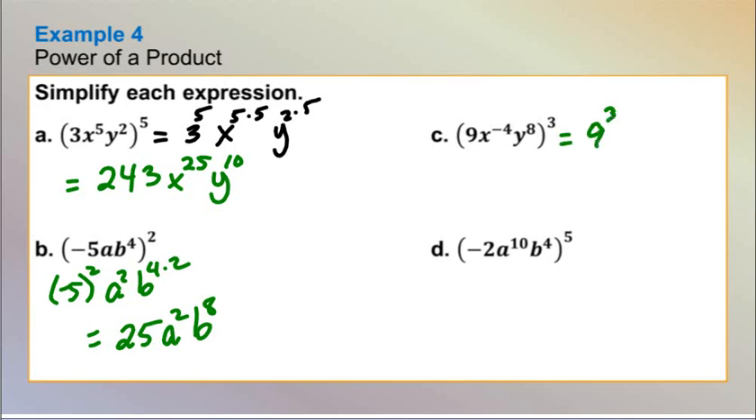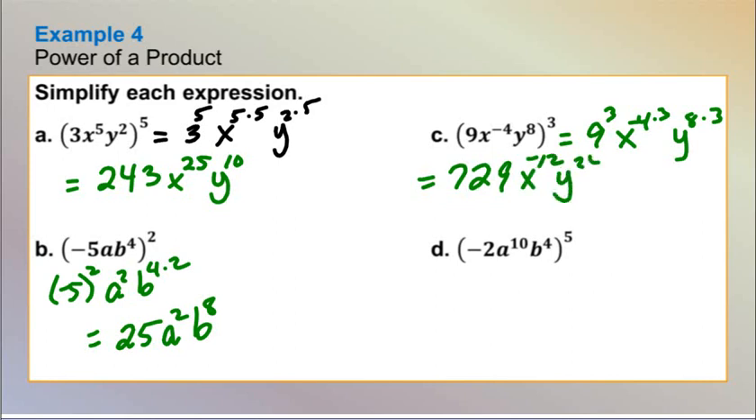x to the negative 4th times 3, and then y to the 8th times 3. 9 cubed is 729. Then we have x to the negative 12th and y to the 24th.